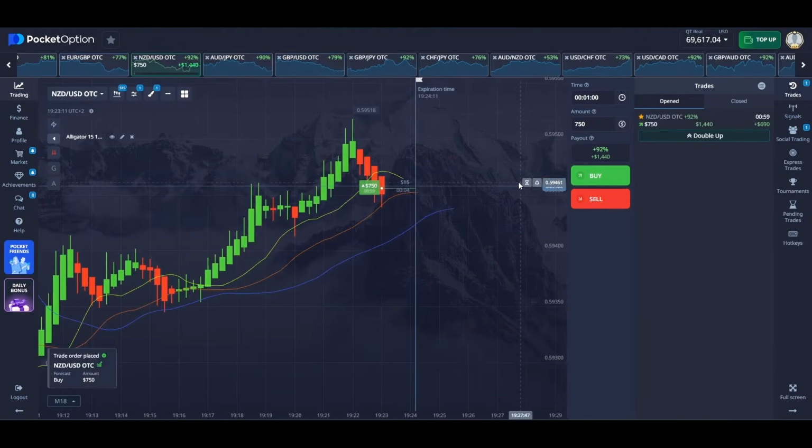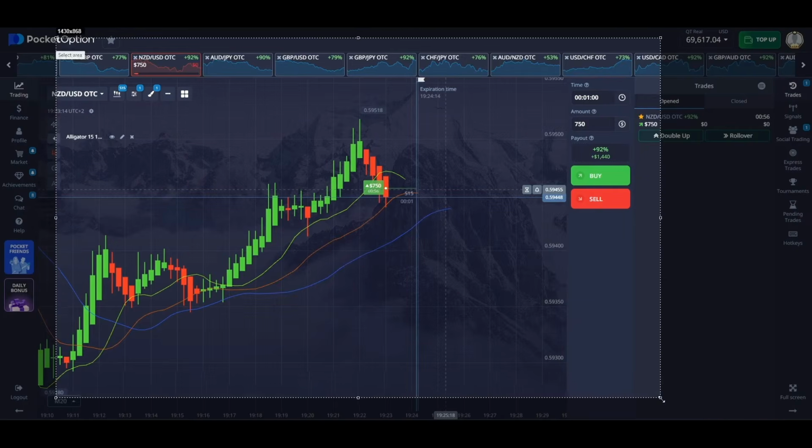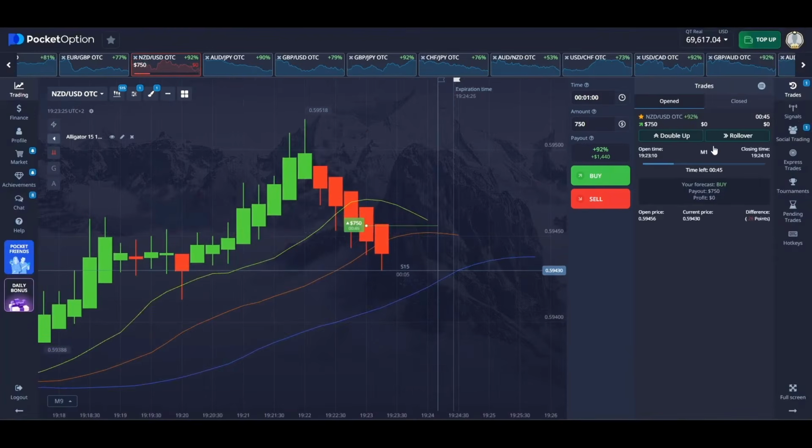Here we have a decent setup on the New Zealand dollar to US dollar pair. The price is showing a nice upward movement right now. We can see that happening. The green line is on top, and the price is coming into this zone between the green and orange lines. Alright, let's keep an eye on this trade.